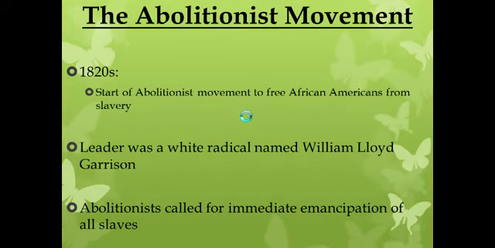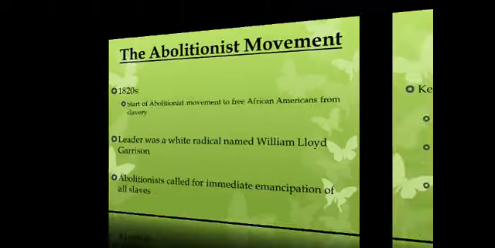Now we're moving into the abolitionist movement. It was the 1820s was about when it started. The purpose was to free African Americans from slavery. The initial leader was a white radical named William Lloyd Garrison. An abolitionist basically called for immediate emancipation, freeing of all slaves, like now, like yesterday, like this has been going on too long as it is.